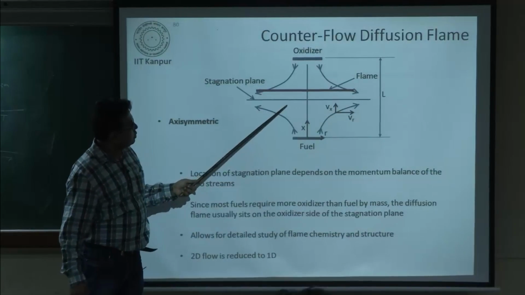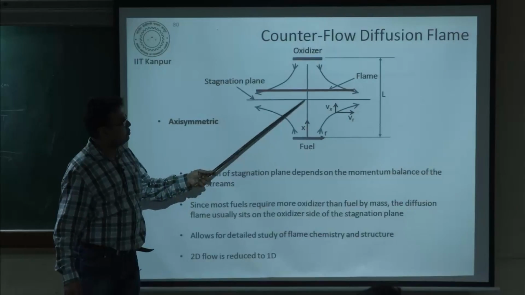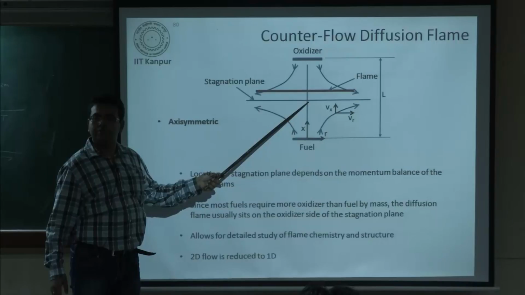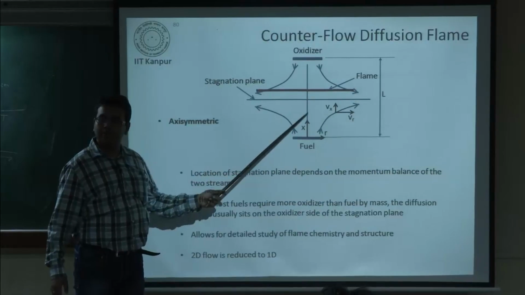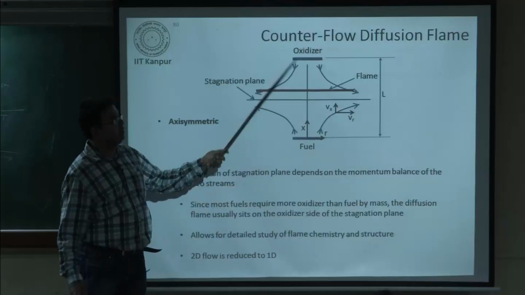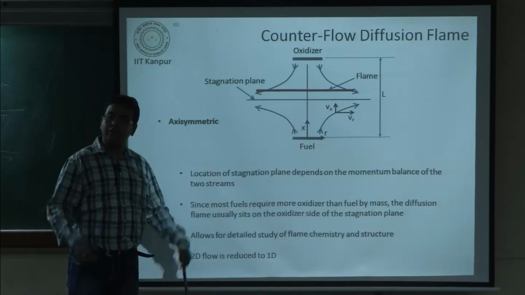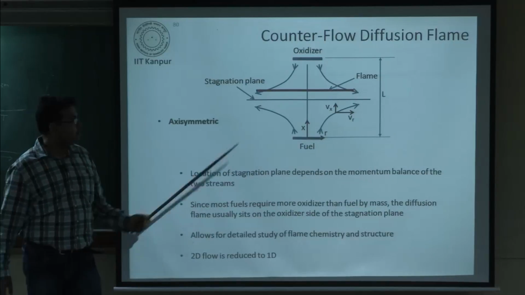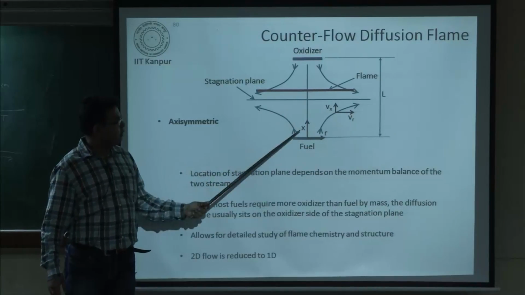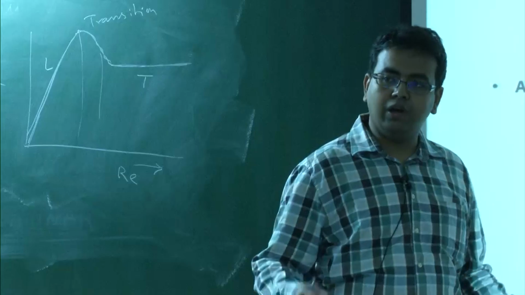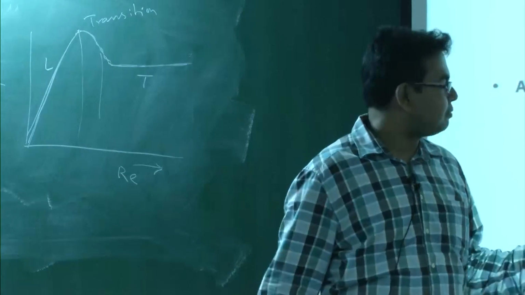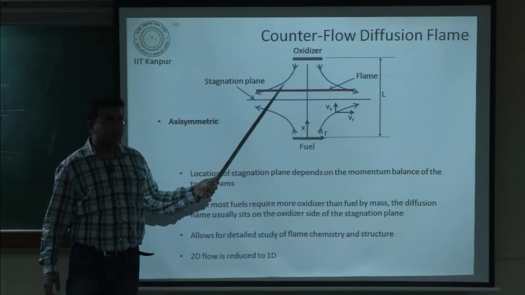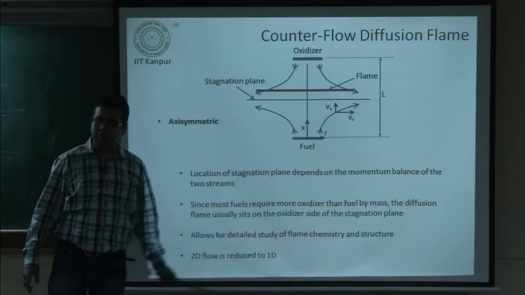But what is important is that this is a stagnation point. So velocity along this line will be 0, and there will be no flow inside. What we need to know is how the fuel and oxidizer come into contact. There is no advection, the velocity is 0, so only molecular diffusion is taking place, and due to this diffusion the fuel is diffusing into the oxidizer, and then at the stoichiometric location the flame forms.